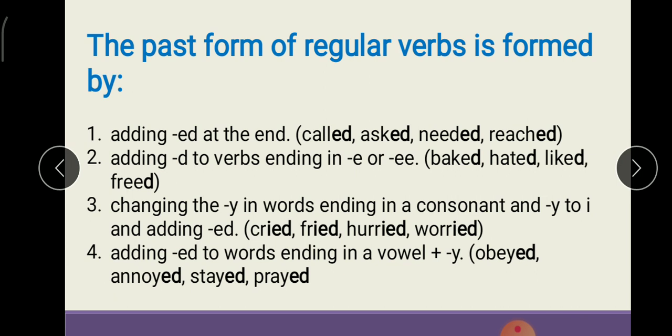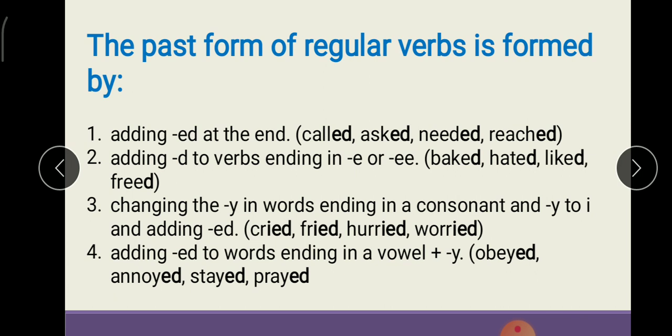Number 2, adding d to verbs ending in e or ee: baked, hated, liked, freed. Number 3, changing the y in words ending in a consonant and y to i and adding ed. In this example, the verb is cry and we have changed the y into i before adding ed to form the past form. Cried, fried, hurried, worried.